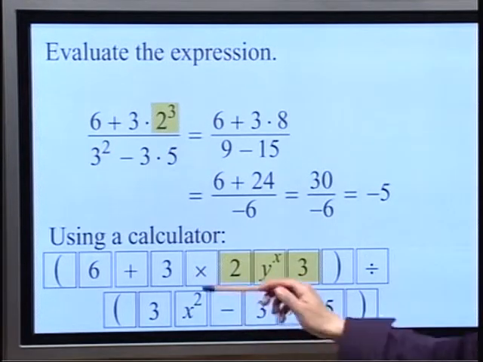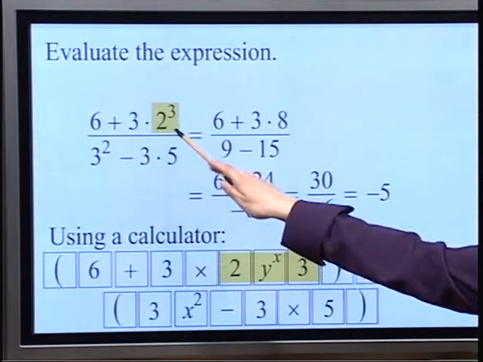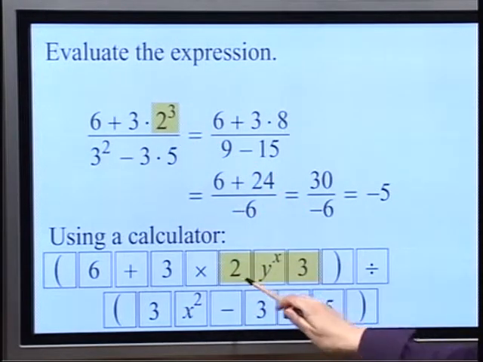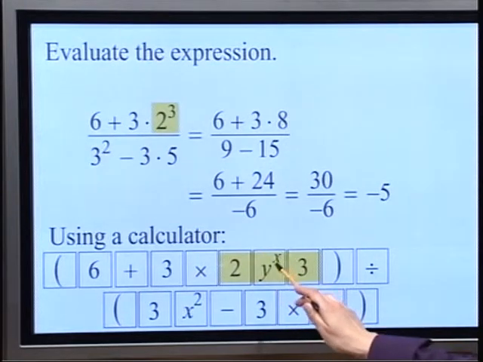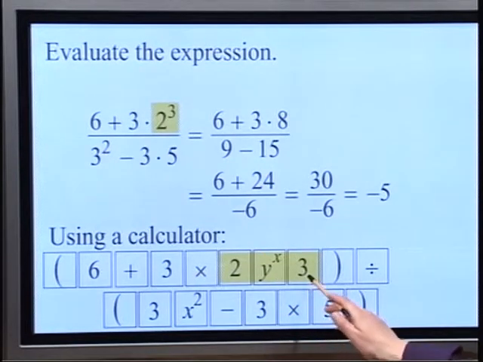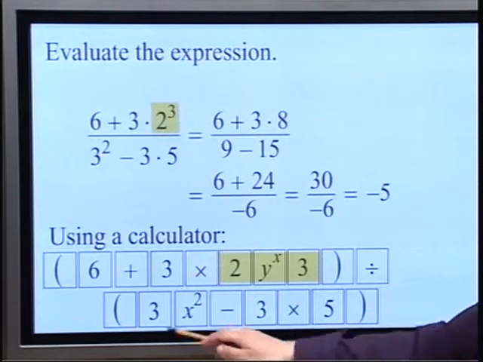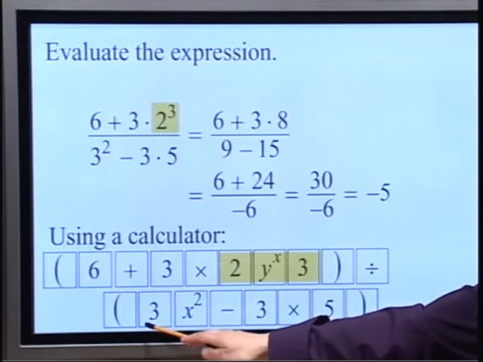So we've got 6 plus 3, then that 3 is multiplied, and we're trying to say 2 to the 3rd power. So your calculator, if you tell it 2, and then press a y to the x key, or you may have an x to the y key, or a caret on your calculator's keys, but either way you have some key for exponents. So you have 2, then press that key, and then tell it that the exponent is 3. Then we close parentheses, tell the calculator we're dividing.